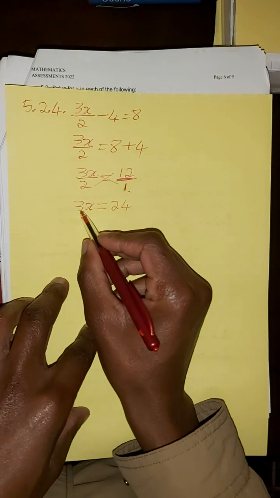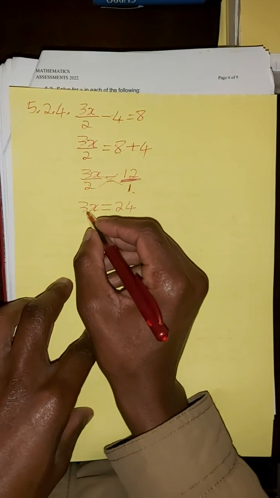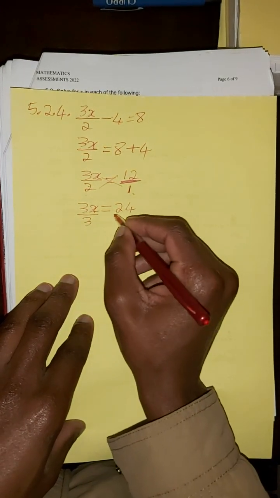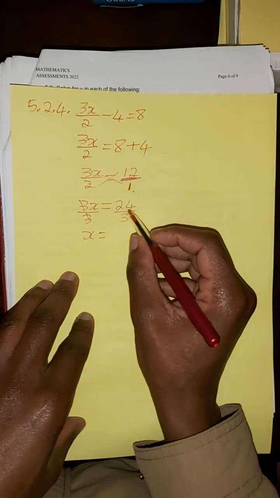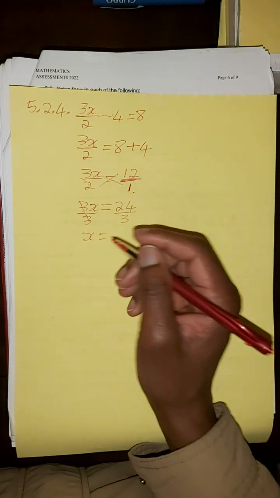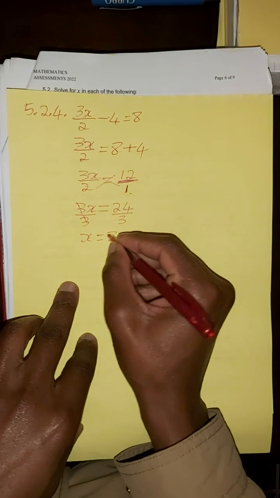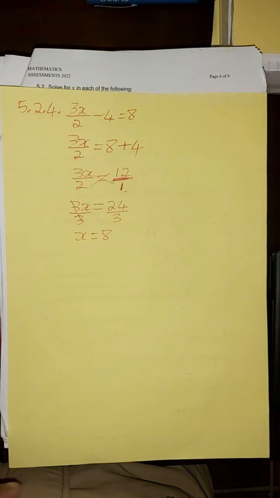There is something attached to x. Do you see that? So we have to divide by this number that's attached to x, which is called the coefficient of x. Divide by it on both sides. You know these cancel, so you have x is equal to, what is 24 divided by 3? The answer should be 8. 24 divided by 3 is going to be 8. Okay, that's what you are going to get. Right, let's move on to the next problem.